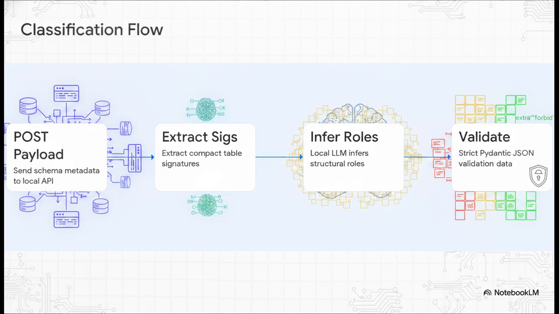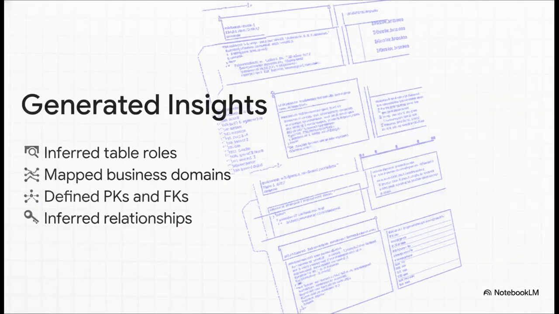The Pydantic contract, using extra equals forbid, will instantly block and reject any random, unexpected fields the AI might try to hallucinate. So what actual insights do you get out of this? Well, the validated JSON gives you exactly what you need for migration planning.